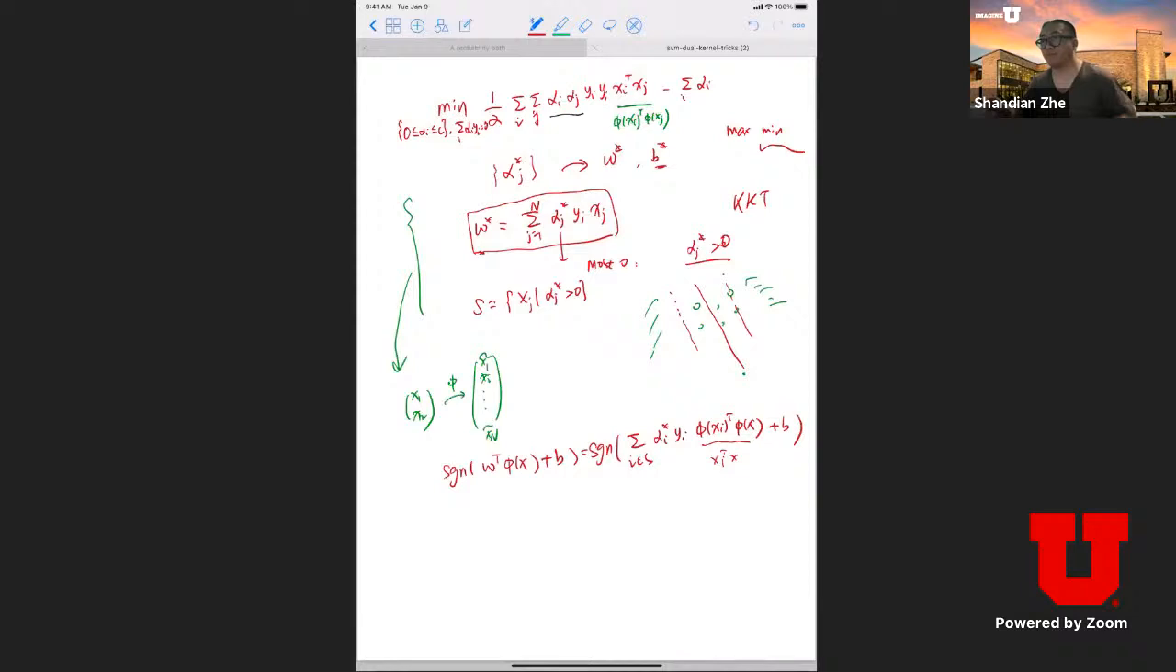But what is the constraint on phi, like the type of feature transformations that we can do, or can it be any type of feature transformation? Yeah, it can be any type of feature transformation, and it's totally defined by the user.